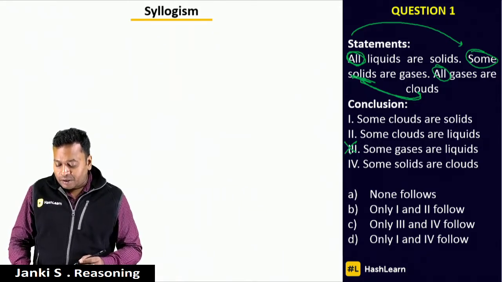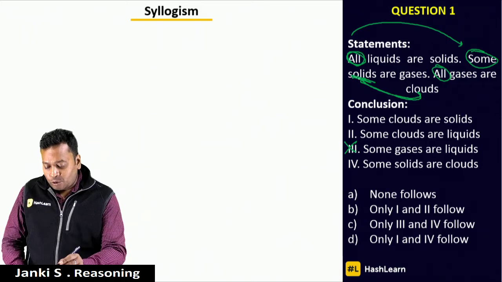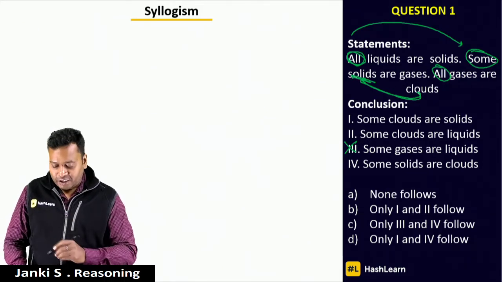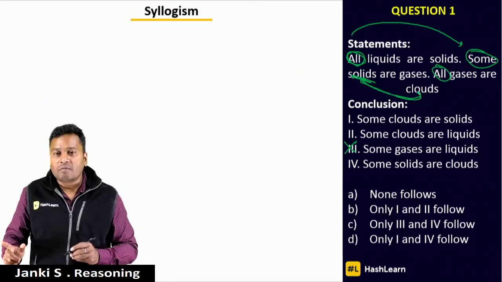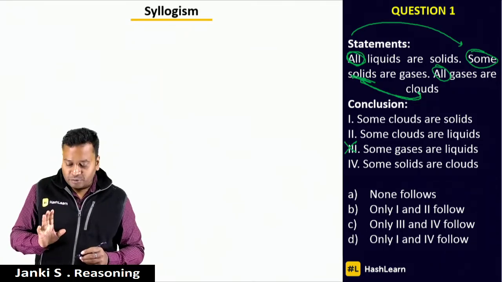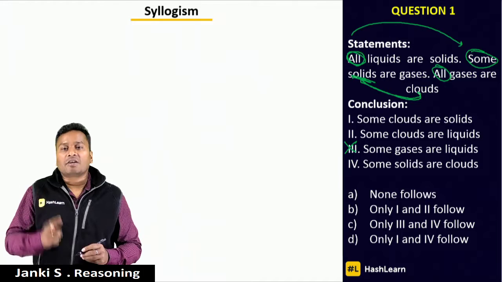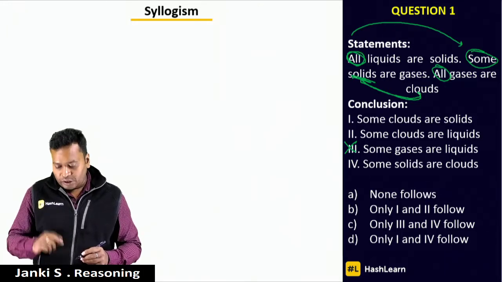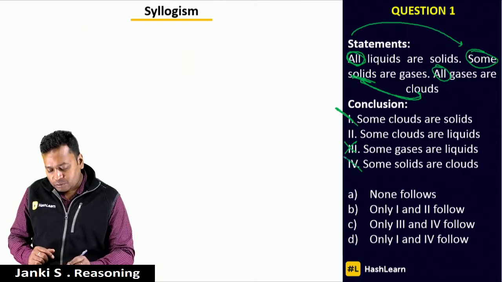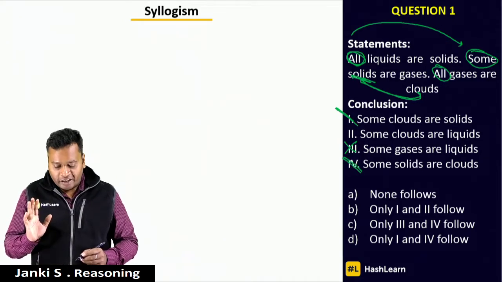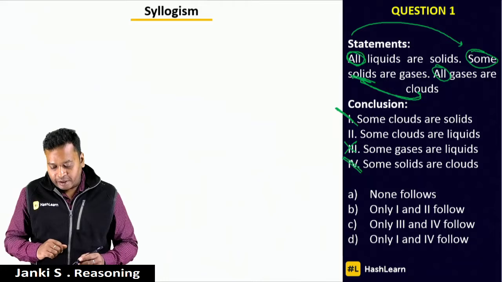Then some, we know that between solid and cloud a relation is forming. So whenever I have sum and all combination, the value is supposed to be in terms of sum. So that means some solids are clouds or some clouds are solids will be the value. So some clouds are solid and some solids are clouds. ये दोनों तो पक्का है, right? So ये दोनों तो पक्का है यहाँ पे.